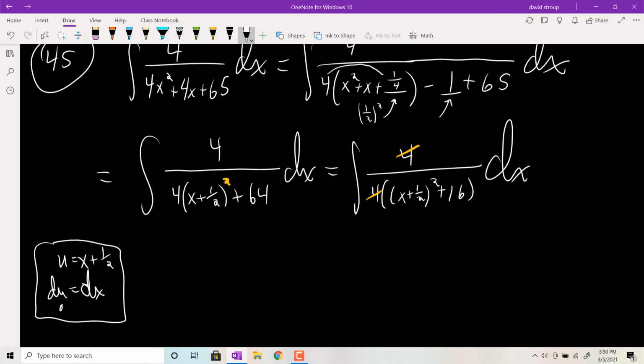The a value is going to be 4, and we'll end up with 1 all over 4 tan inverse of u, which is x plus 1/2, all over a, and then plus c. Usually try to get rid of these ugly complex fractions that you see inside the tan inverse.